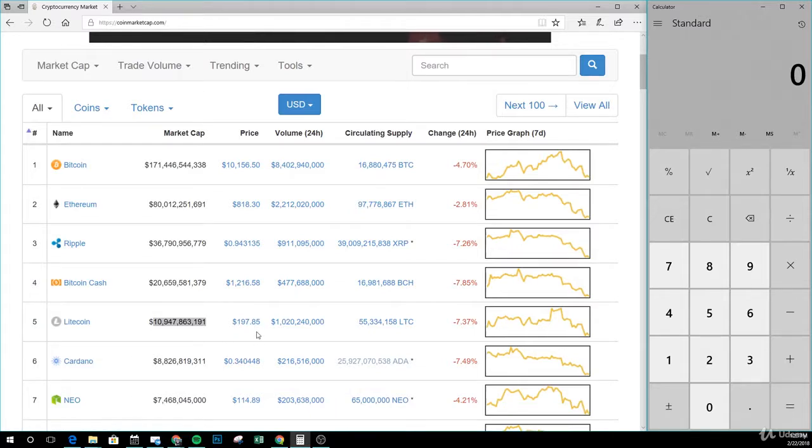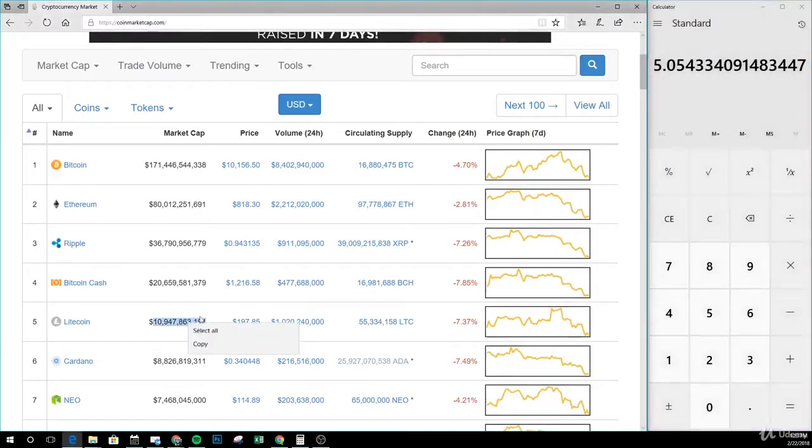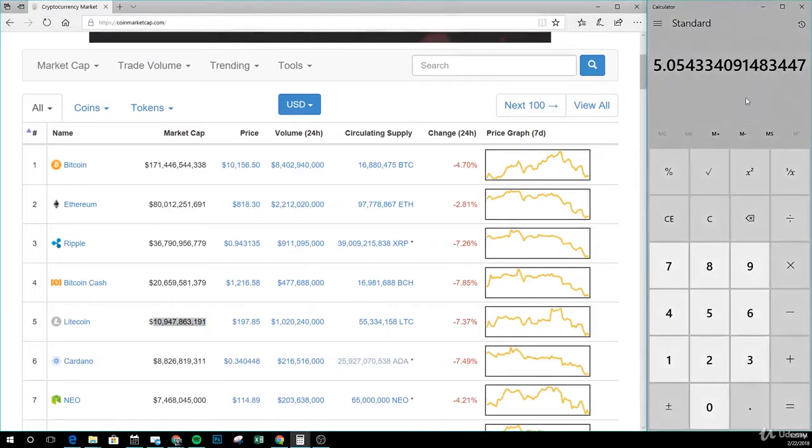All we need to do is take 1,000 and divide it by 197. We could even throw the change in there too, 0.85. So that's 5.05, and then you take the current market cap, copy and paste that again, and multiply it by that. There we go. Okay, so in order for the price of Litecoin to hit $1,000, we would have to see a $55 billion market cap for Litecoin, and if that's the case, it would put Litecoin in the number 3 slot, bumping out Ripple.